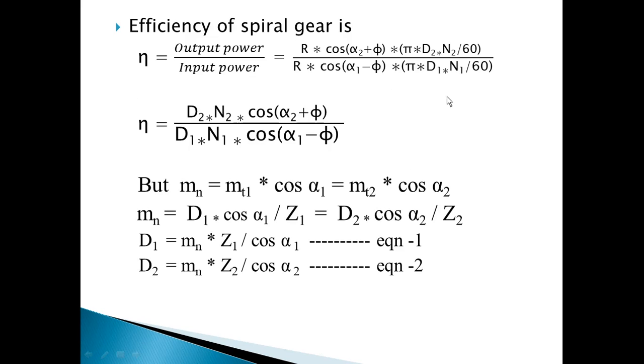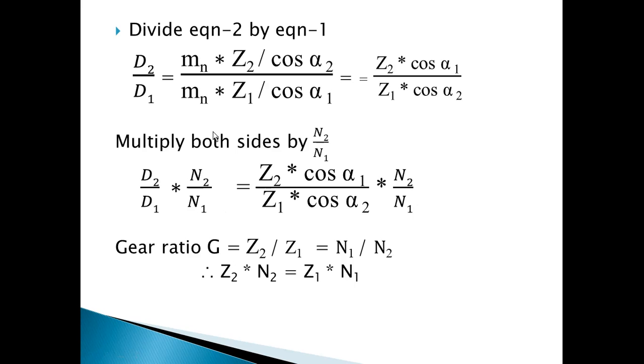But what is the requirement? My requirement is d2 by d1 along with n2 by n1. It means d2 by d1 is not the only requirement; along with that, n2 by n1 is required. I have found the value of d2 by d1, but what is required along with n2 by n1? So I am multiplying both sides of this equation by n2 by n1. Then finally I will have d2 n2 upon d1 n1. So what will be the value?